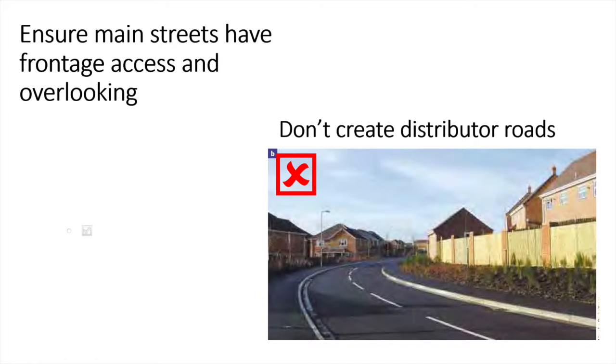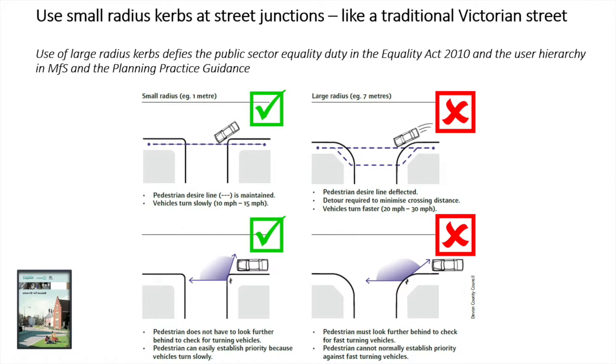Ensure those main streets have frontage access and they're overlooked by other development. They ought to be places of people. Distributor roads are exclusively places for vehicles. They're not places at all. They're just corridors. Use small radius curves at street junctions. This is absolutely typical of any Regency, Victorian street. You've got a straight walk across the mouth of the junction. Don't have 6, 4, 15-metre radius curves.